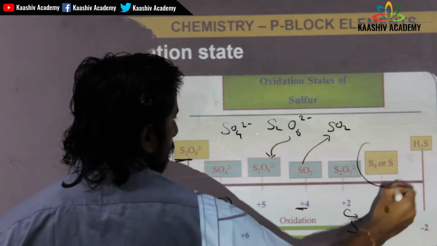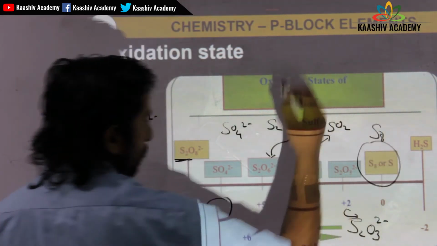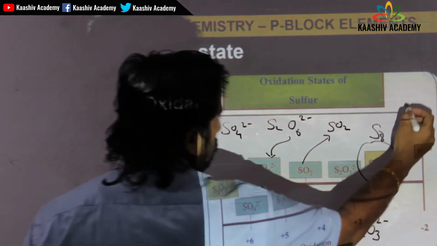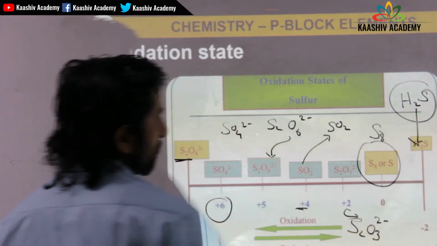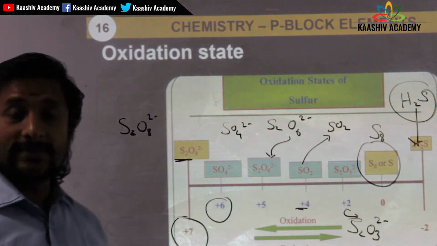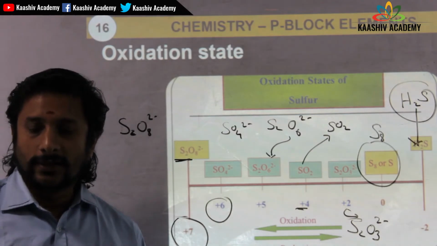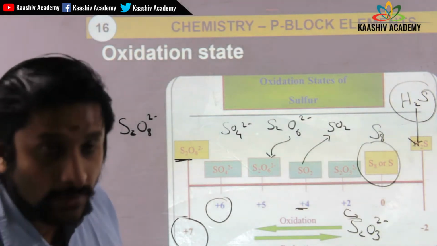And pure sulfur, S8, has an oxidation state of 0, and H2S, hydrogen sulfide, has an oxidation state of -2. So these are the oxidation states of sulfur. It's one of the very important ones, just make a note of it.